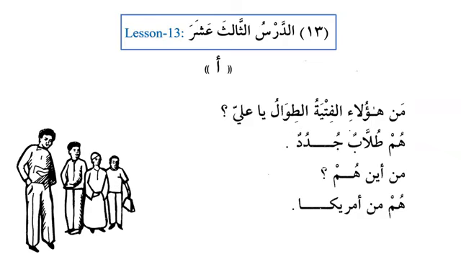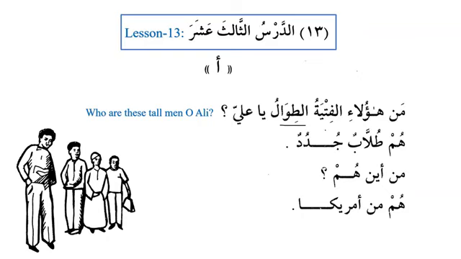So man ha'ula'i. We have seen today that the plural of hadha is ha'ula'i. And then we have al-fityatu. It is the plural of fatan. Fatan means a young man. And on the pattern of fi'latun, we have fityatu. And from tawilun, we have at-tiwalu. Tawilun, and the plural is at-tiwalu ya aliyu. So he says, who are these tall men, O Ali?